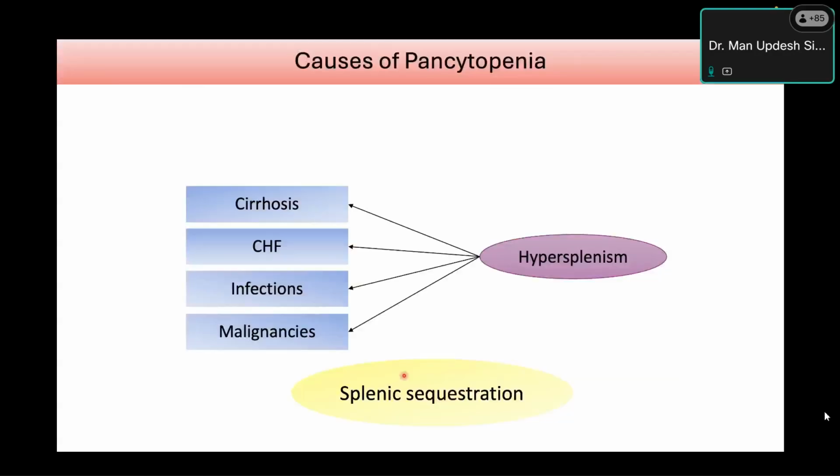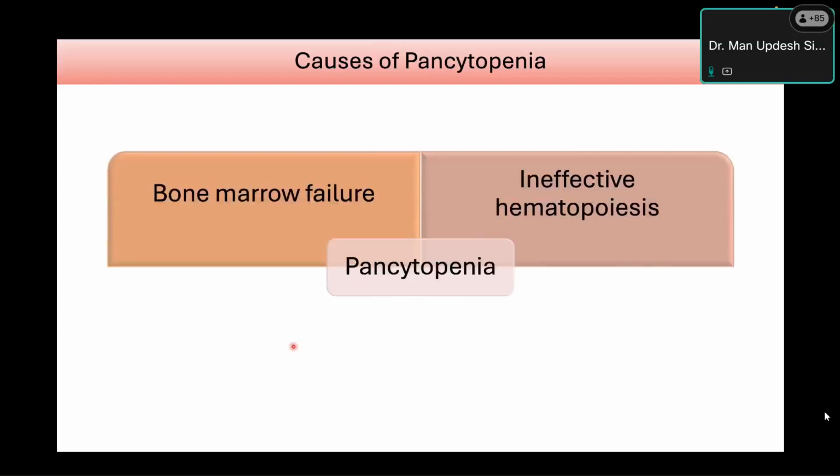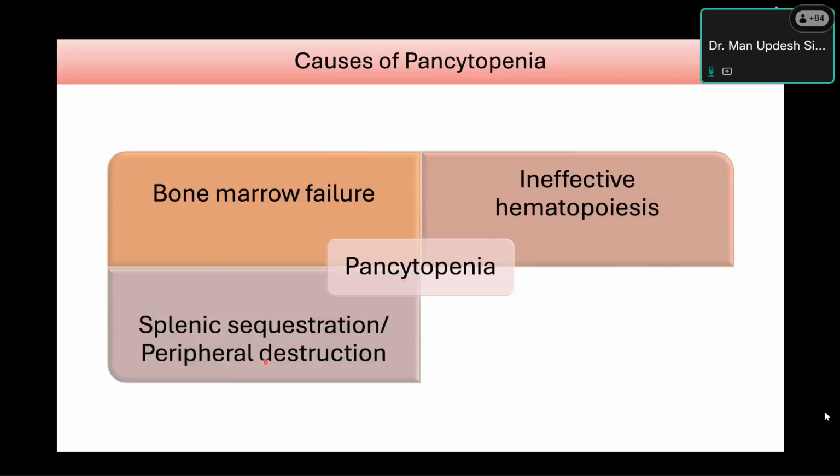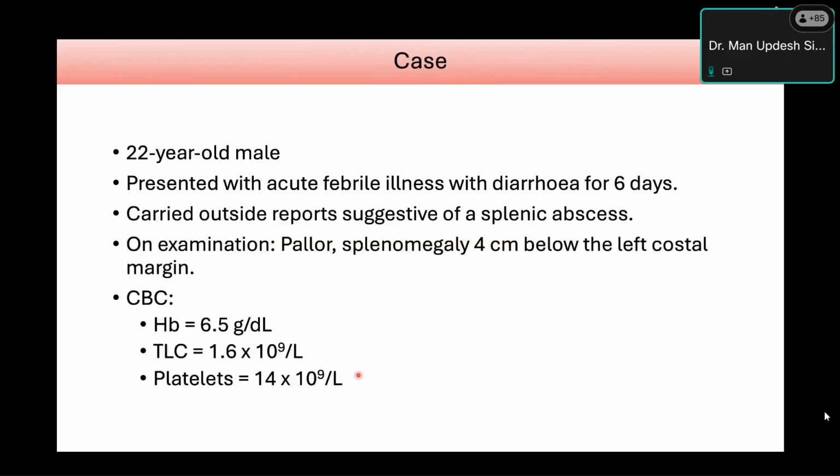Okay, so we have hypersplenism, and the causes are many. This is just some of the common causes: cirrhosis, cardiac failure, some infections, malignancies. And then you have basically entered into another cause of pancytopenia, which is splenic sequestration or peripheral destruction. We can see another cause of peripheral destruction also in due course, and you obviously need to evaluate for why there is hypersplenism there. Yeah, so we go to the next case. Any queries you can put in, I'm open to any answers there.